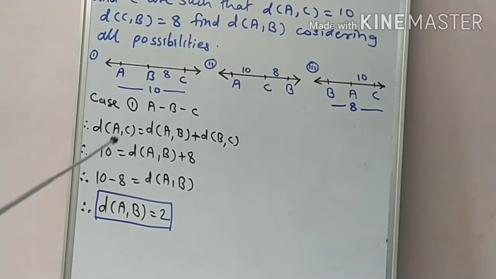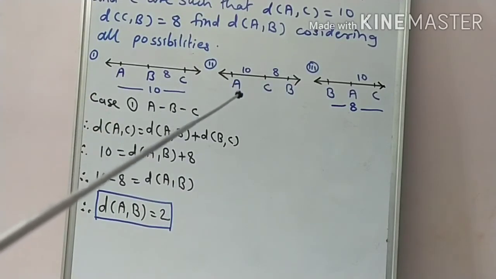As we substitute those values, what we get here is that the distance between A and C is 10, equal to the distance AB, which we have to find, plus the distance between B and C, which is 8. And what we do is take this 8 to the left side, so we have to do subtraction. The distance between points A and B we get as 2. So this is the first possibility, that B is in between A and C.